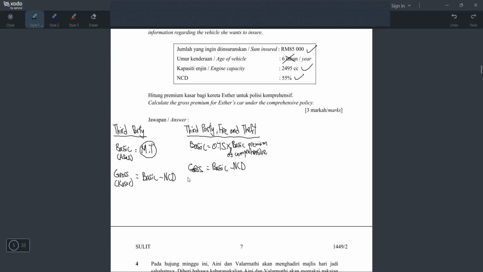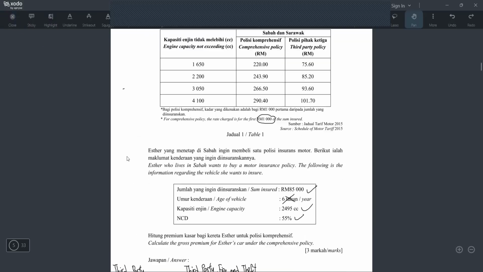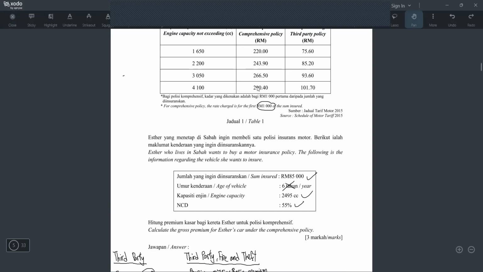Okay, for my final one is comprehensive policy. So how to calculate basic premium for comprehensive. This one also got something you need to hafal. How to get your premium asas, your basic premium. First, you have to look at your motor tariff. If you look at your motor tariff, there's one column for comprehensive, right? And you have to look at the value lah. But which value you want to look at?